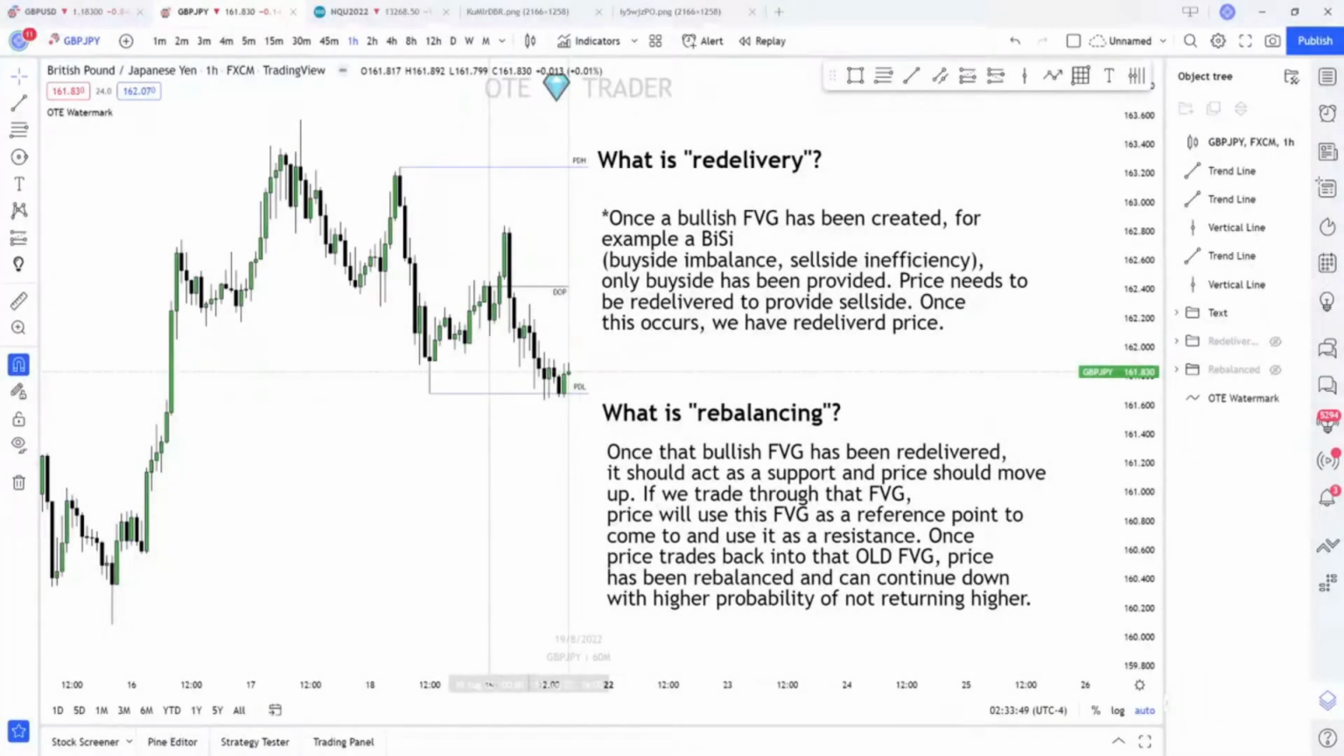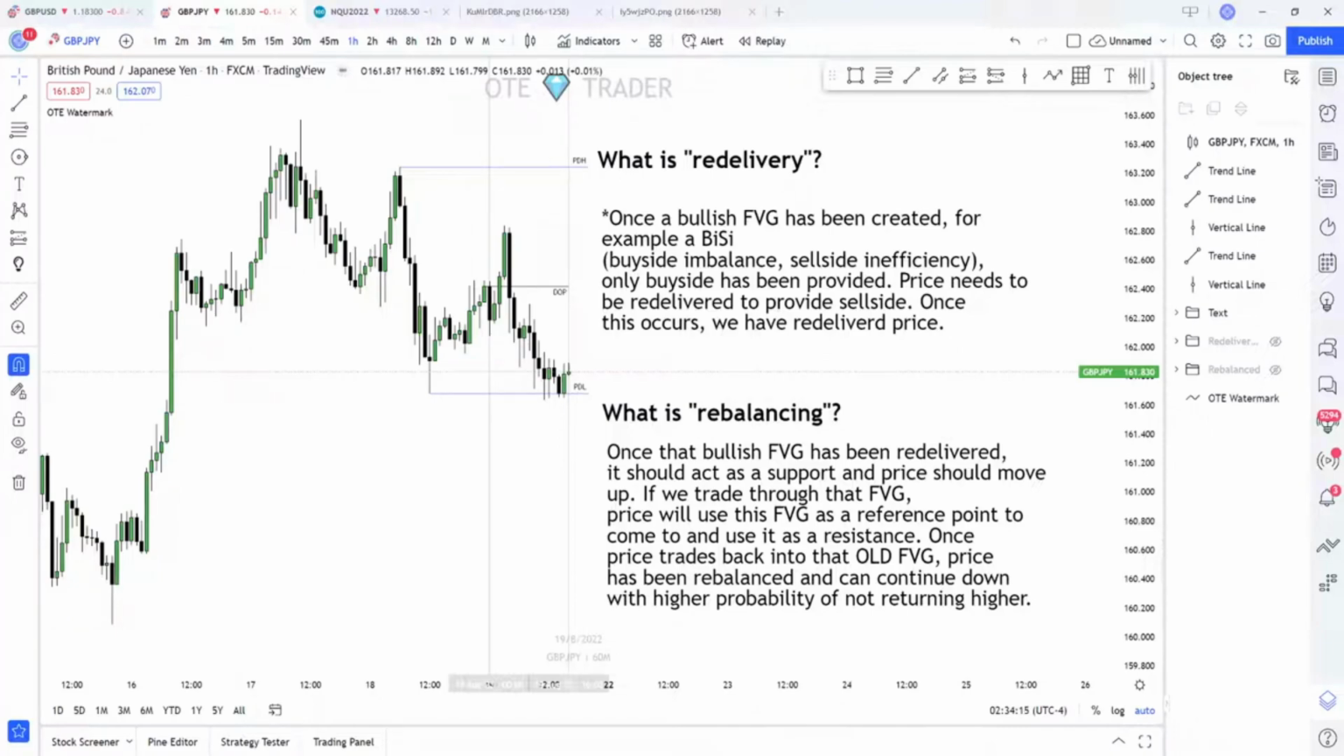Hey, what's going on guys? This weekend's webinar is going to be about rebalancing and redelivering price. In my opinion, this is one of the most eye-opening things I've learned throughout my trading career. It helps determine your draw on liquidity. It helps you manage your trade. So let's dive right into it.